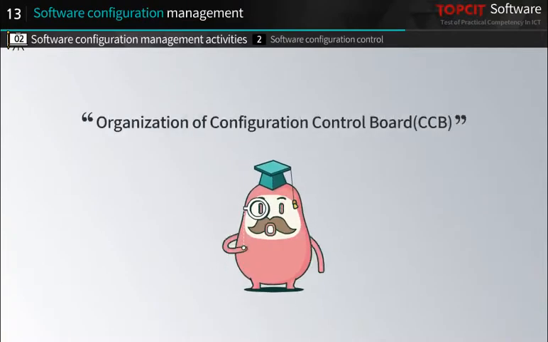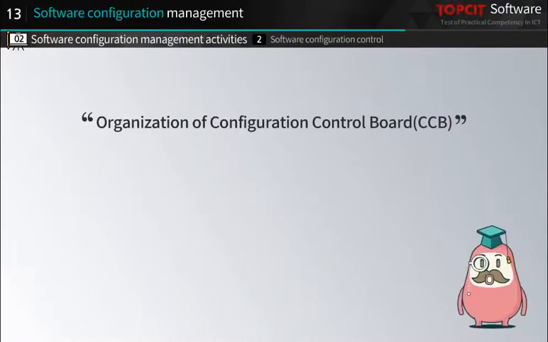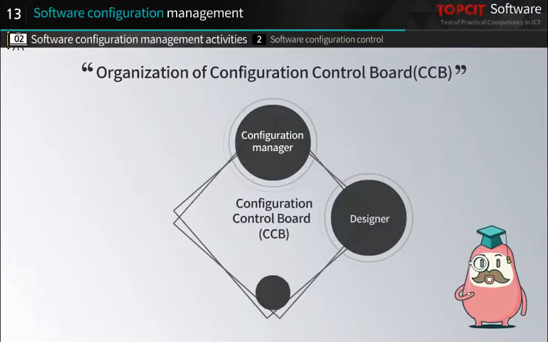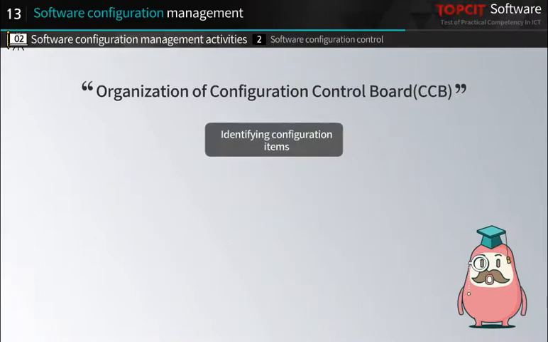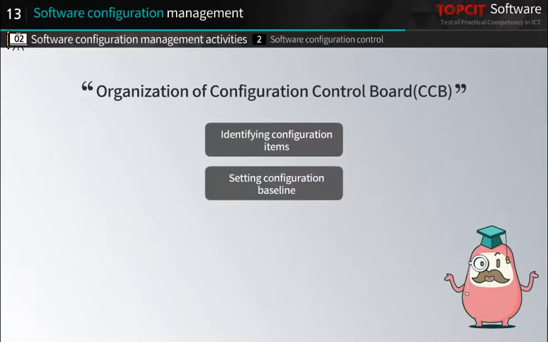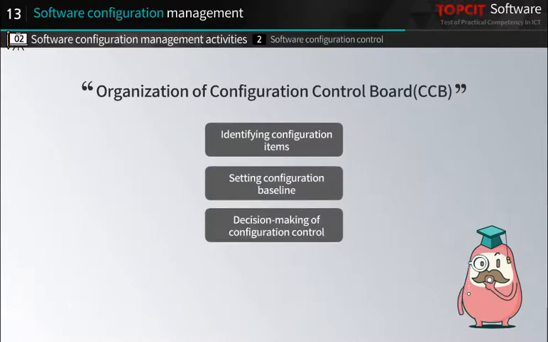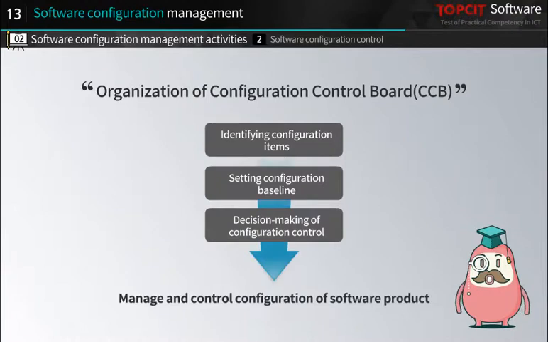Let's look at the organization of the Configuration Control Board to manage and control the configuration of software products. The Configuration Control Board consists of Configuration Manager, Configuration Library System Administrator, Project Manager, and Designer. The Configuration Control Board performs the functions of identifying the configuration items, setting the configuration baseline, and decision-making of configuration control to manage and control the configuration of the software product.